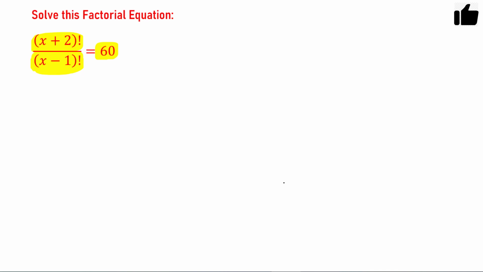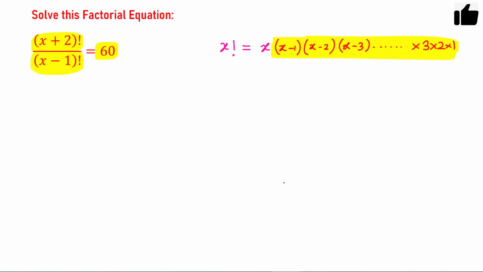To solve this problem you should know the definition of factorial. For example, if you have x factorial, this means you have to multiply x with x minus 1, next number x minus 2, next number x minus 3, and this will go on and you have to multiply it till 3, 2 and then 1. So if you see this, one important conclusion you can see from here, I can also consider this as an x minus 1 factorial, because this is x minus 1 multiplied by x minus 2 till 1.